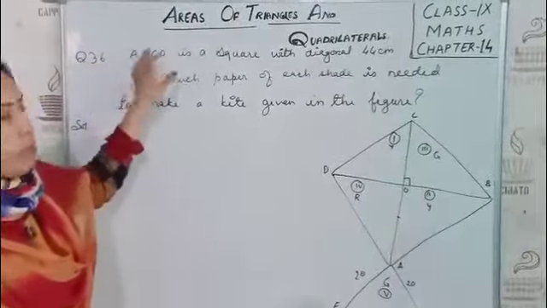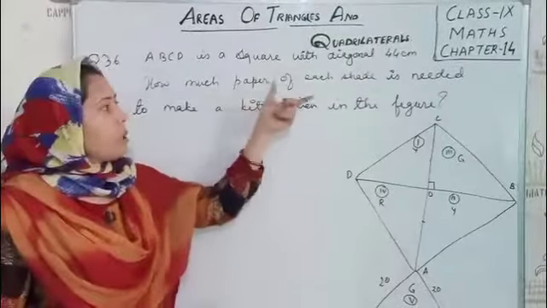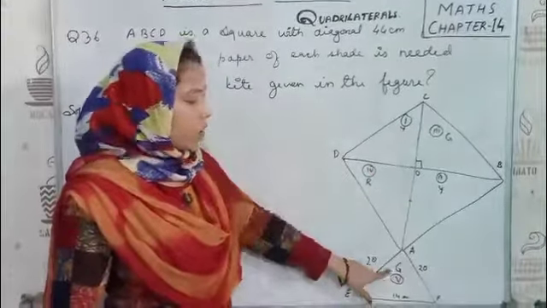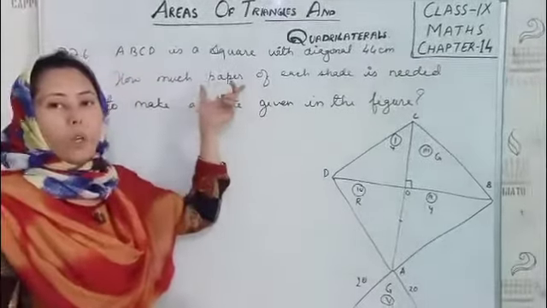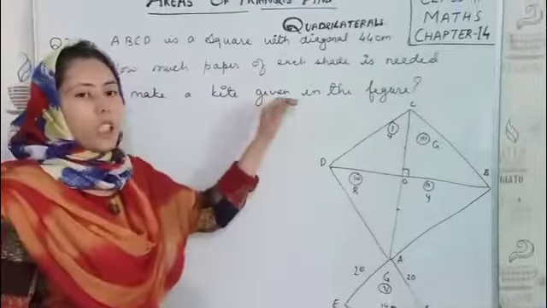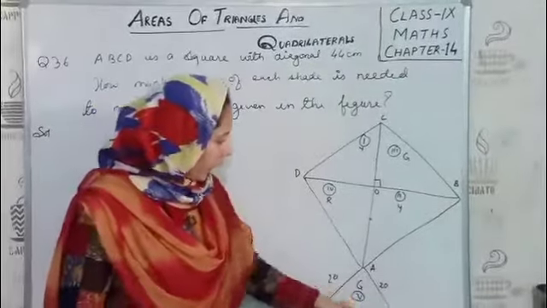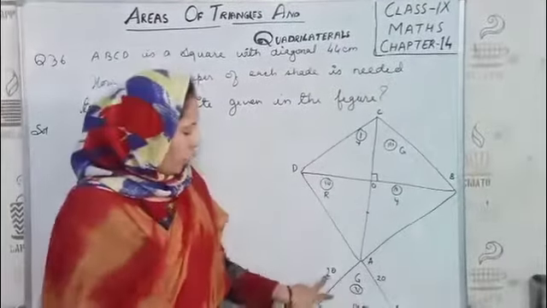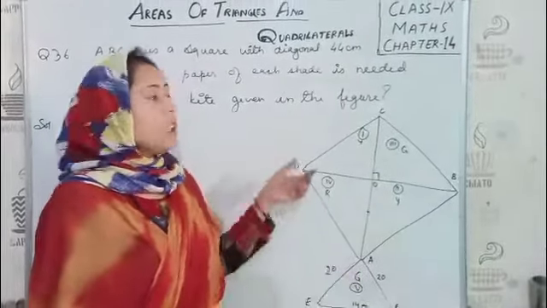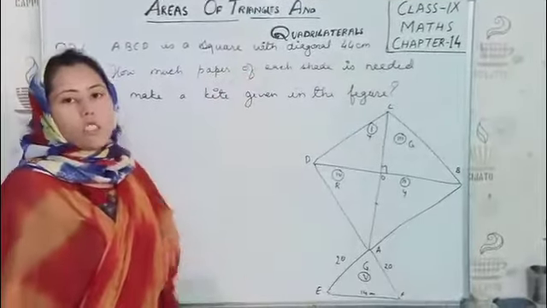Question 36. ABCD is a square with a diagonal of 44 centimeter. How much paper of each shade, Y for yellow, G for green, R for red, is needed to make a kite given in the figure? ABCD is a square and AEF is an isosceles triangle, with sides 20 centimeter, 20 centimeter and 14 centimeter. So we have to calculate how much paper of each shade is needed.